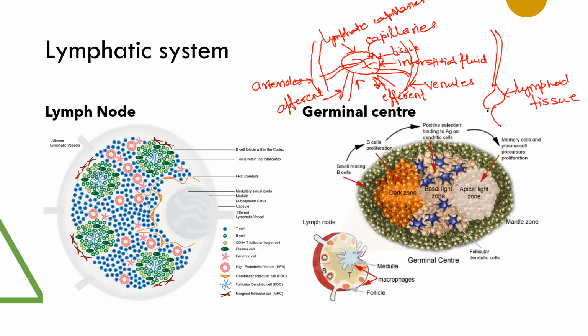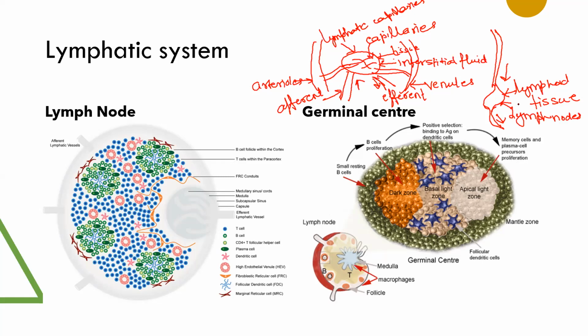So we have the lymphatic vessels connected to the lymph node. This is the afferent, the one that is bringing in the lymph. This is the efferent, the one that is taking out the lymph. And this is our lymph node, let's say. These lymphoid tissues have been given different names in different tissues. We will be discussing all those one by one.